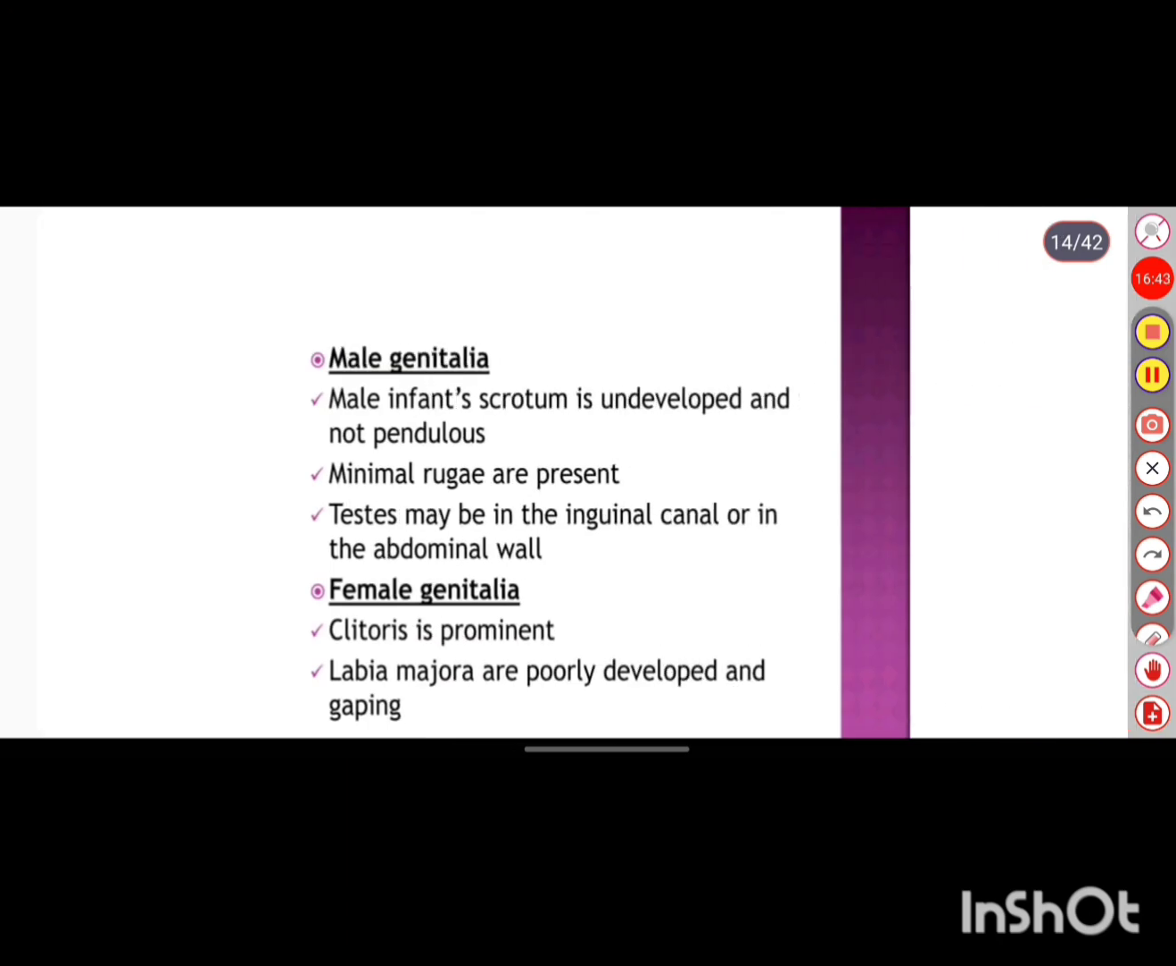The male genitalia, I already told you, the scrotum is undeveloped and testes usually undescended. Female genitalia, that is labia majora, is poorly developed, exposing the labia minora. And the clitoris is also hypertrophied here.